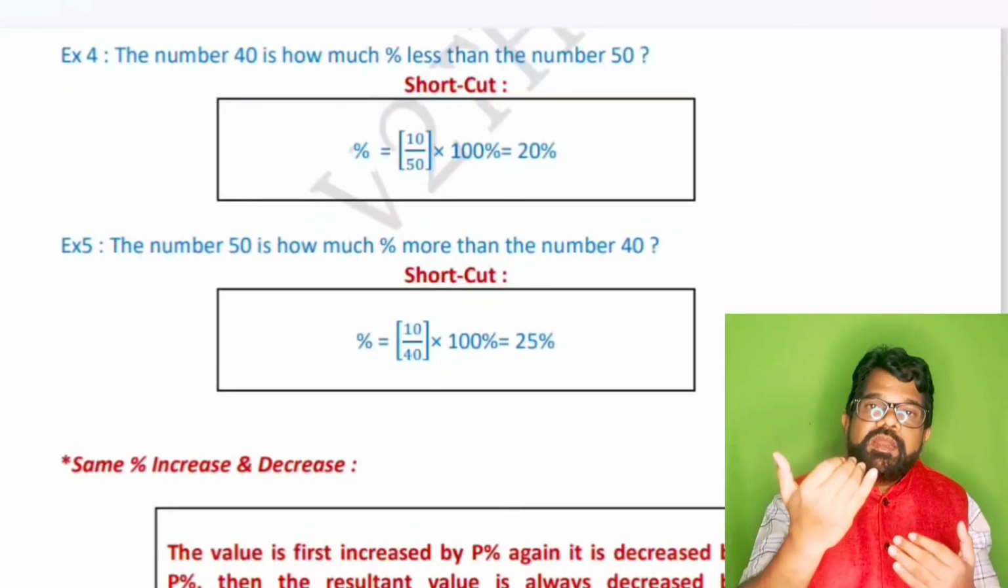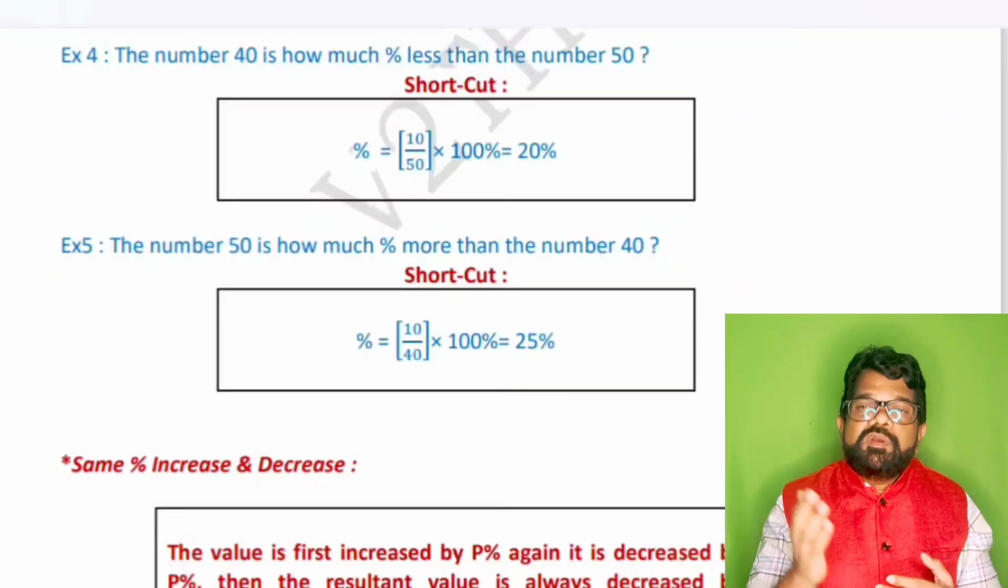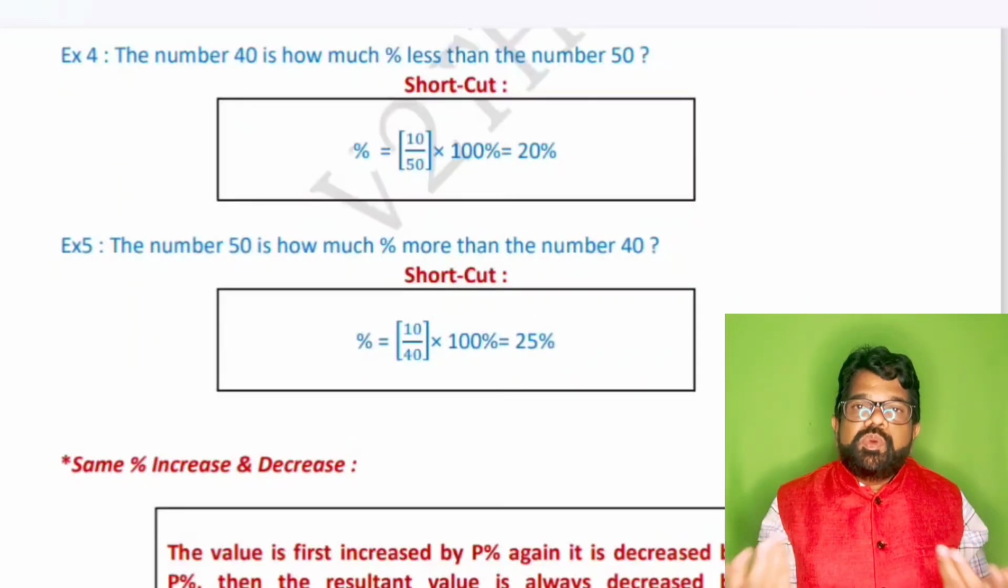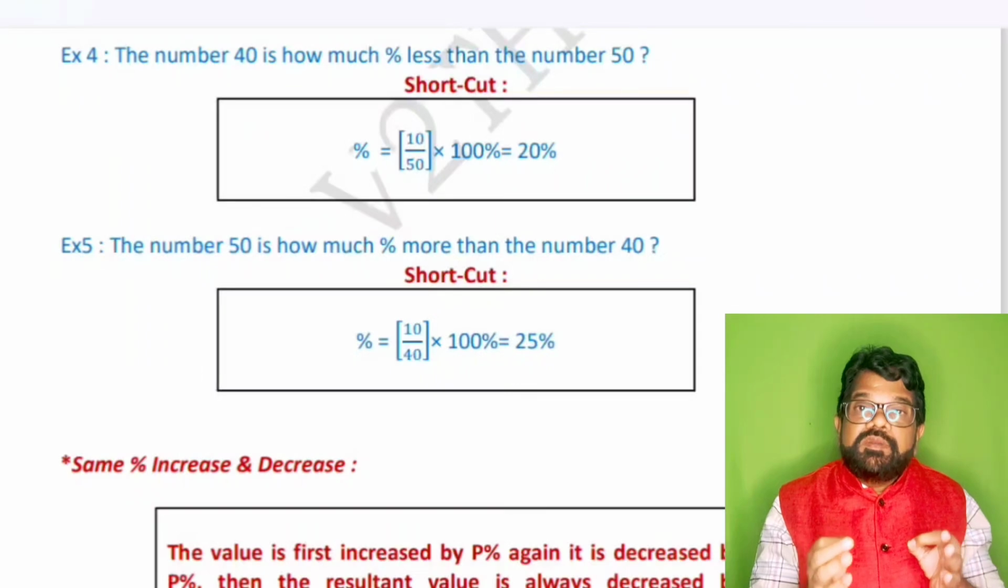So 10 by 50 into 100. What happens? 5 twos are 10, so 20%. So 40 is how much percent less than 50? 20%.